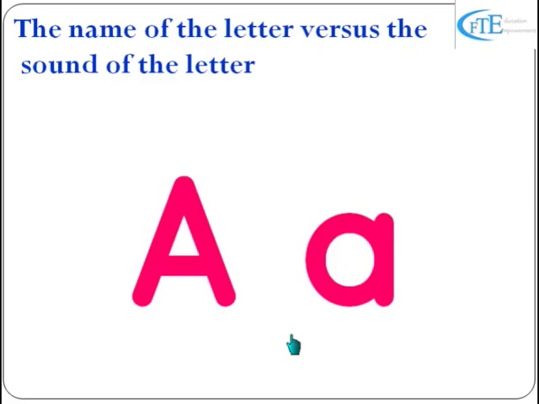Cat. Notice the A sound between K and T. Cat. A is one of the commonest sounds associated with A. Hence, the first sound the child associates with this letter is the short A sound.